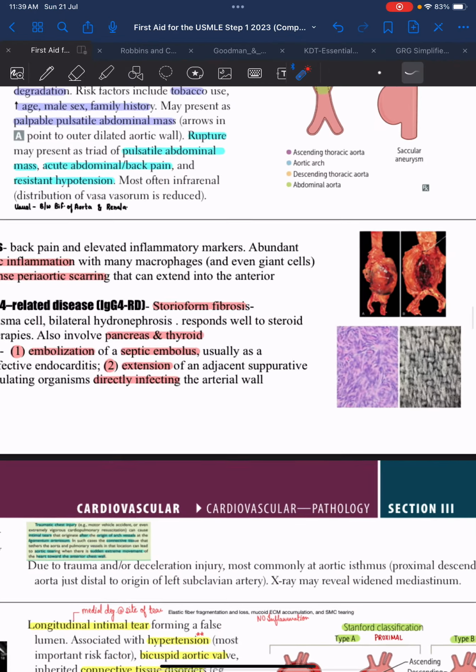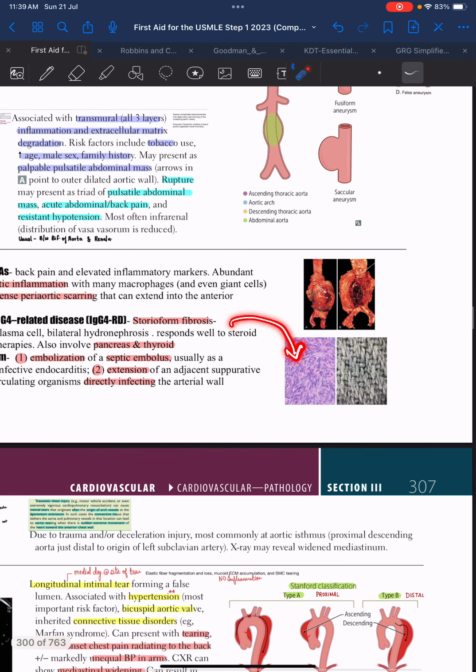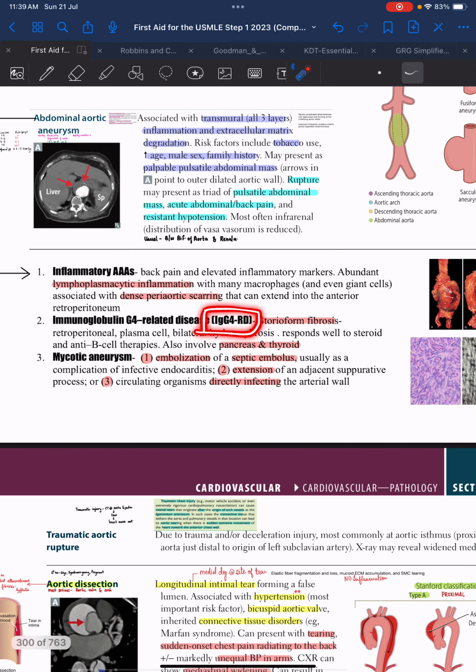Continuing the last video, first of all, I want to show what is storiform fibrosis. This is basically the pattern of storiform fibrosis. It is basically whorls and patterns of cells. It is seen in IgG4-related disease, right?